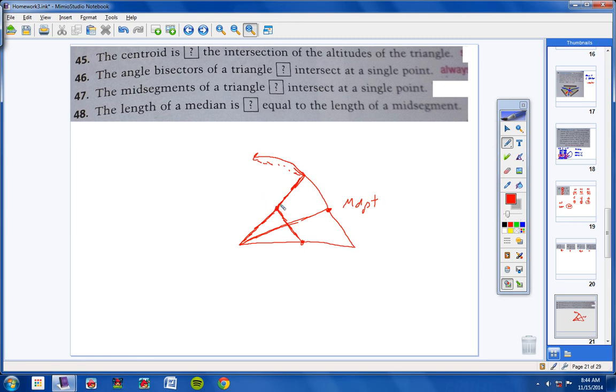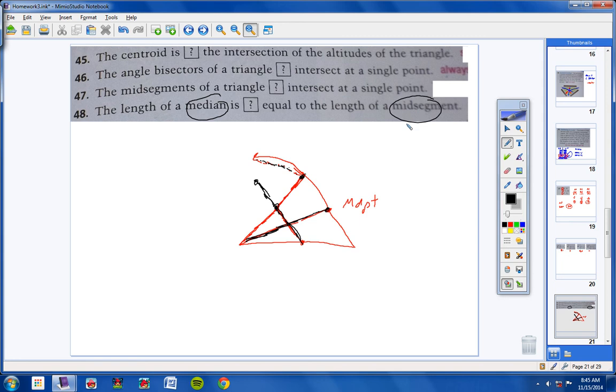So as you took this point here, now watch this, and moved it along this dotted line, and the side of the triangle kept changing and spreading out, and the triangle became bigger and bigger, this line here would grow to stay with this point here, and eventually this line here would at one point be the same length as this line here. And so yes, sometimes, not always, and not never, but sometimes it is possible to have a median that has the same length as a mid-segment.